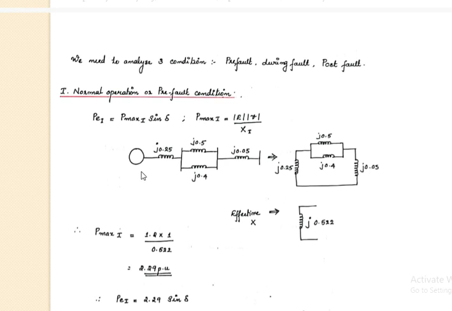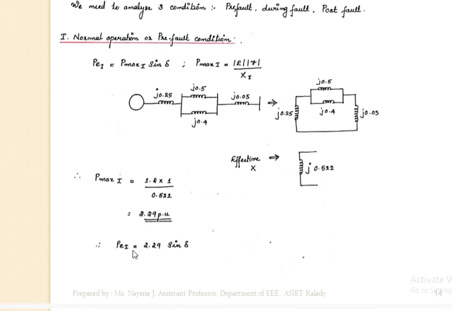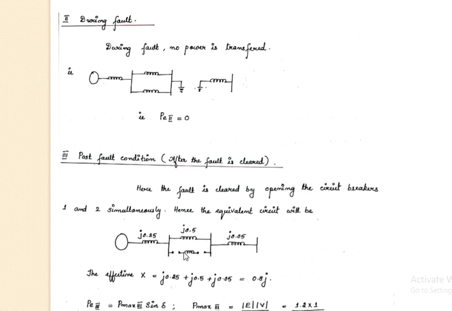Sending end voltage is given as 1.2, receiving end was given as 1, and total reactance now calculated as 0.522. So you can calculate the maximum power, and so you can write the equation. That is, maximum power during pre-fault condition is 2.29 per unit. So you can write PE for the first case, that is the pre-fault case, is equal to 2.29 sine delta.